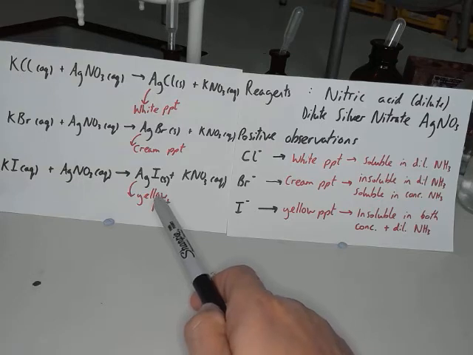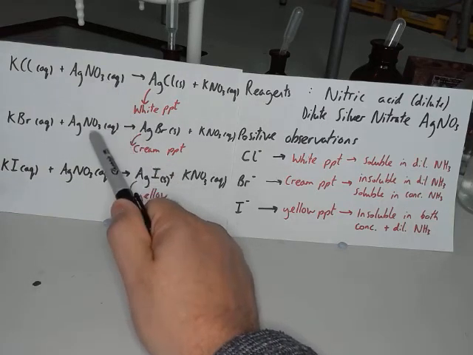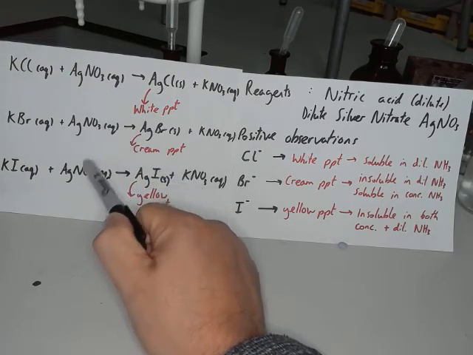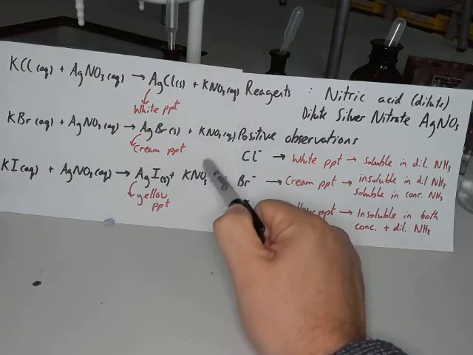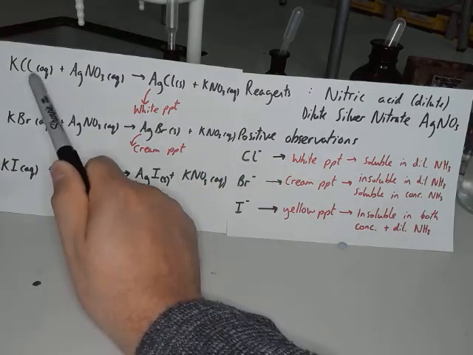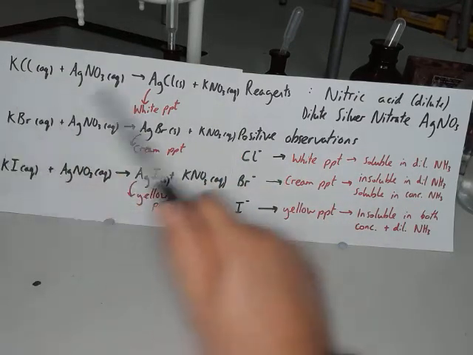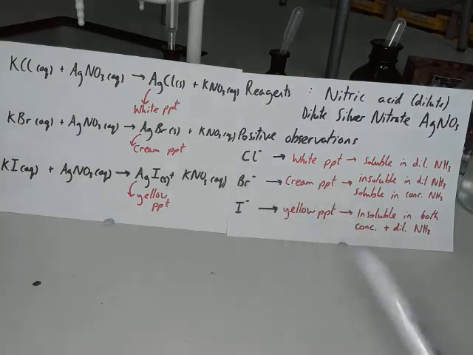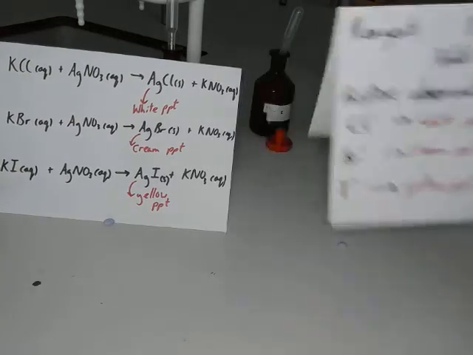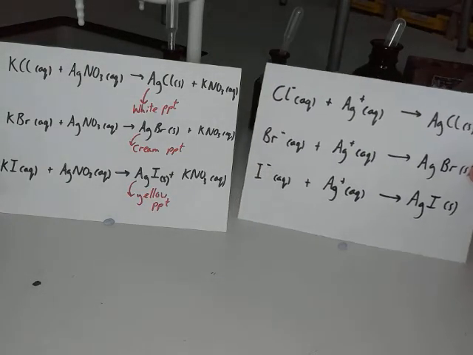precipitate. So if you look, the silver nitrate is always aqueous, so the nitrate's aqueous on this side, and always aqueous on this side, so that's the spectator ion. And the potassium is always aqueous on this side, and always aqueous on this side, so that's the other spectator ion. So if we take those away, we're left with just the ions that are actually forming the precipitates.